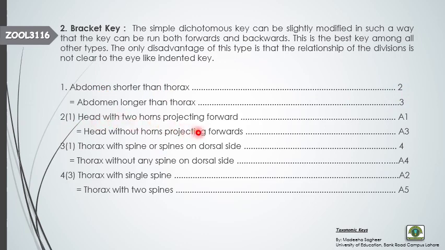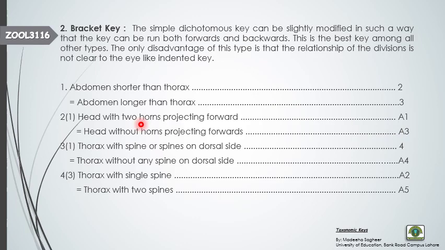Head with 2 horns projecting forward. If yes, we have a specimen with 2 horns that are projecting in a forward direction, then it belongs to species A1. If no, then head without horns projecting forward, yes, then our specimen would belong to species A3.